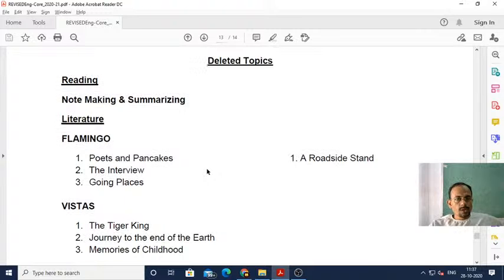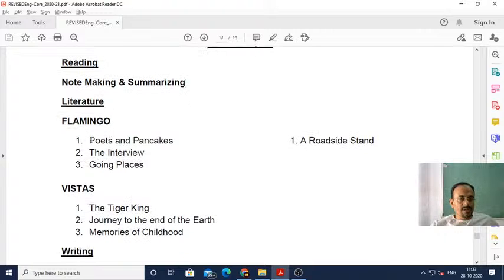So you should be happy to know that this time there is no note making or summarizing as you have done in class 11. So this time in your examination, note making and summarizing, which used to eat up a lot of time of students, has been deleted.